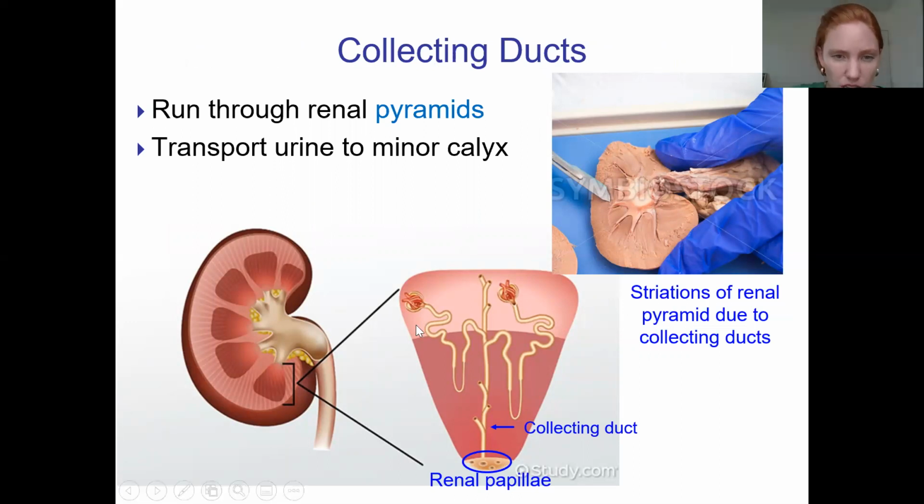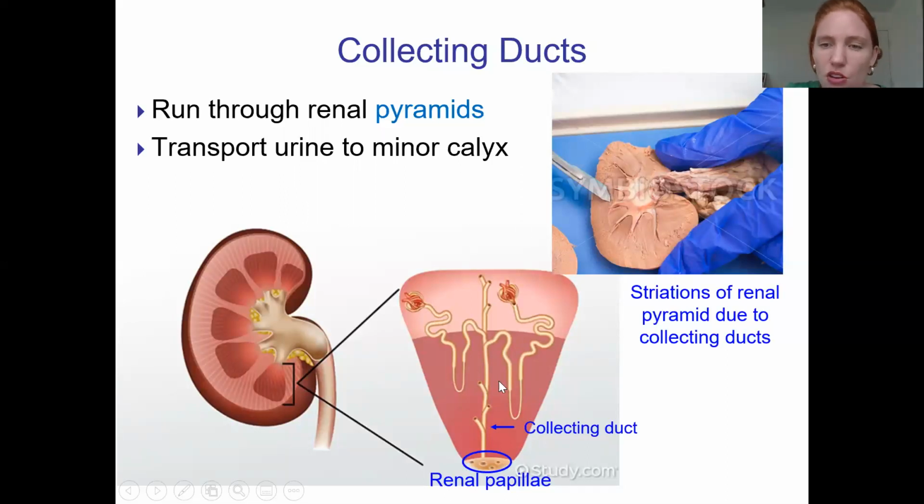Here are the collecting ducts, and the collecting ducts are going to connect to lots and lots of different nephrons. So lots and lots of different nephrons are going to come all together and dump into a common collecting duct, and then you've got bunches and bunches of common collecting ducts running through the pyramids.